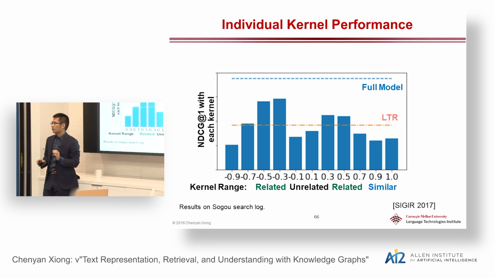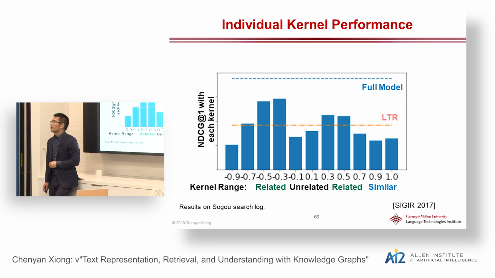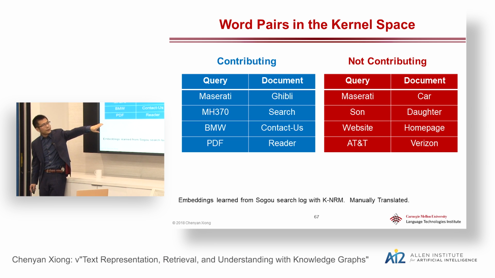What makes a huge difference is those that are partially related. Those in the 0.5 range and those in the negative range. So this one and this one are the ones that contribute the most. And we can see we do have found very interesting matching patterns from the search log. So here are the query term and the document term, and those are those that contribute the most to the relevance score. Mostly we see them from the partially related kernels. And the red ones are those not contributing at all.